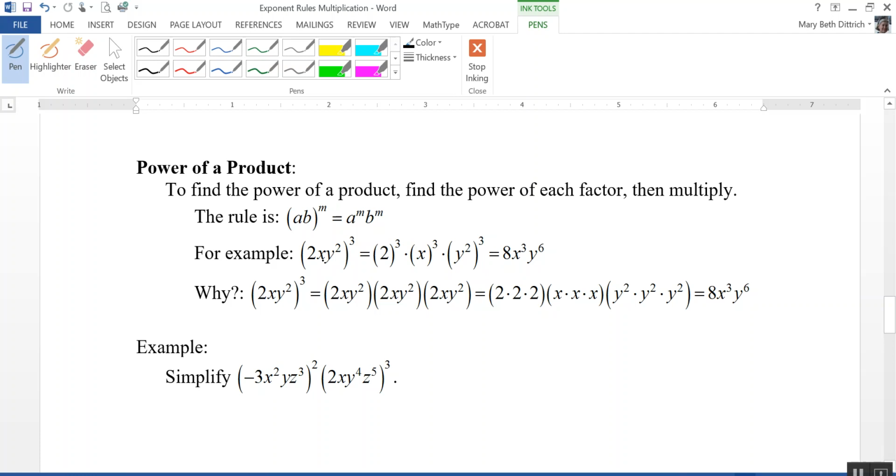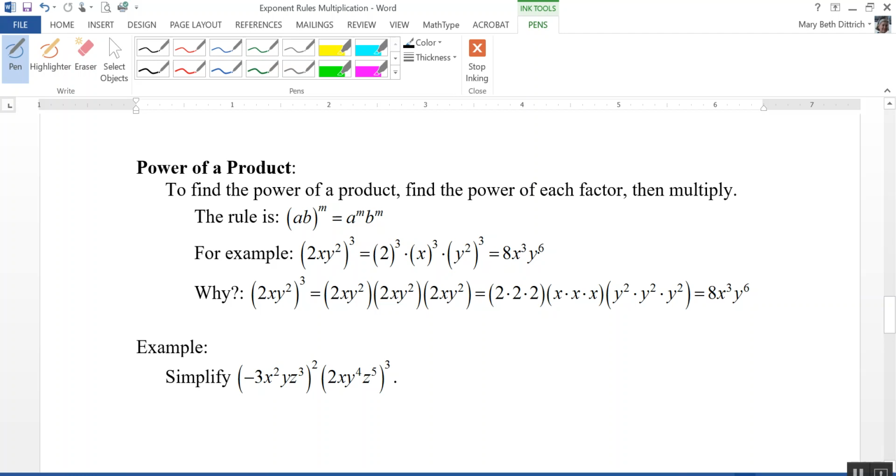So for example, I have a product here in the parentheses, 2 times x times y squared, and the whole thing cubed. So I'm going to raise to the 3rd power each of those factors inside the parentheses. So 2 to the 3rd power, x to the 3rd power, and y squared to the 3rd power. 2 to the 3rd power is 8. X to the 3rd, x cubed, and y squared to the 3rd power is y to the 6th.